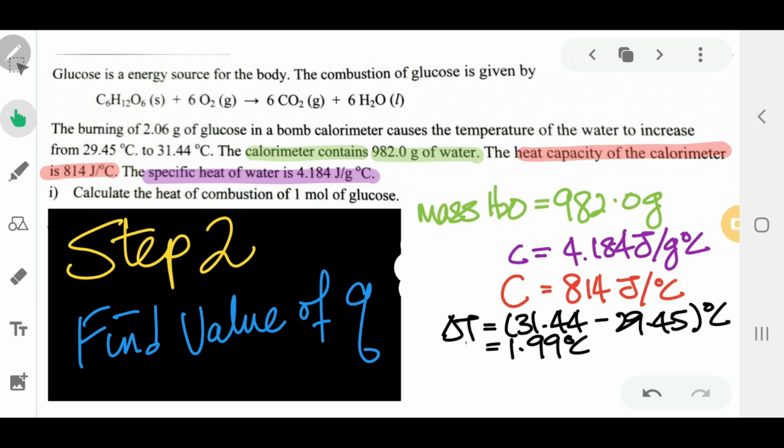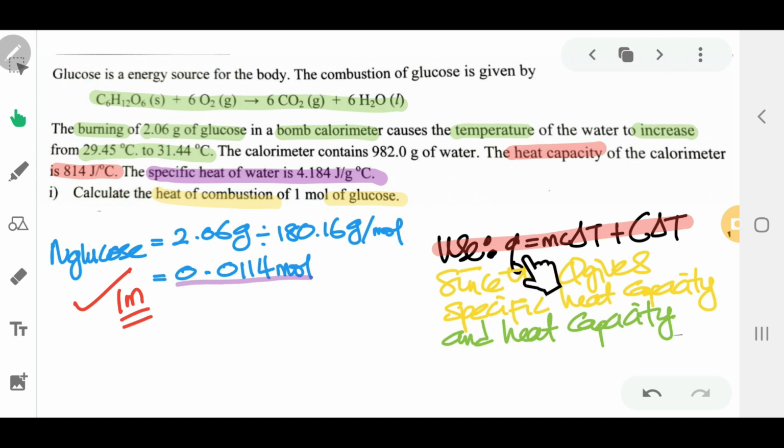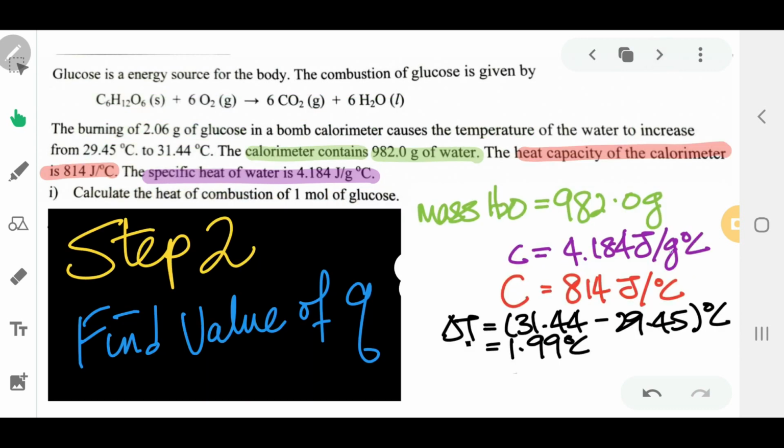So when you take all of these values, you're going to substitute them in the Q equation that we have identified. We're going to use Q equals mass of water times the specific heat capacity of water times the change in temperature, plus heat capacity of the calorimeter times the change in temperature. So this is the one that we're going to be using. We have all of the information that we need.